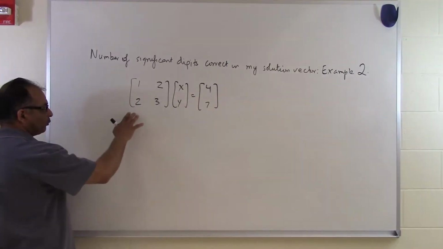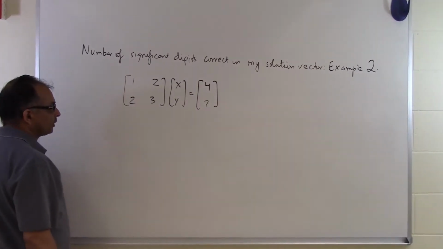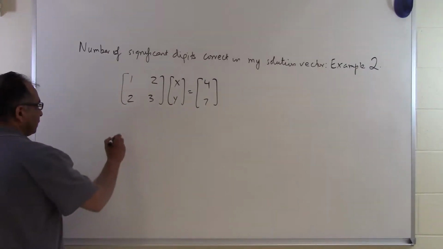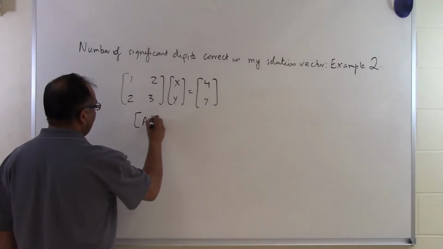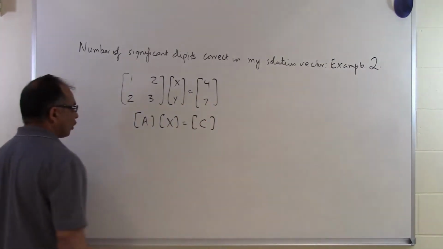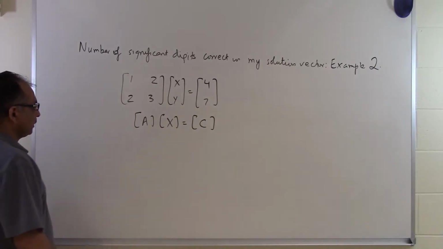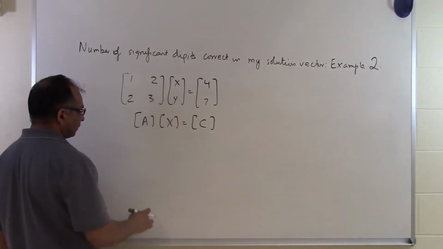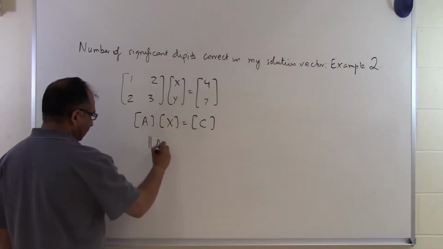So somebody is giving you that as a problem statement, saying, hey, can you tell me how many significant digits I can trust in my solution? So in this case, I'm going to say A times x is equal to c. That is the form of this set of equations. This is the coefficient matrix, this is the unknown vector, and this is the right hand side vector. And I want to find norm of A.